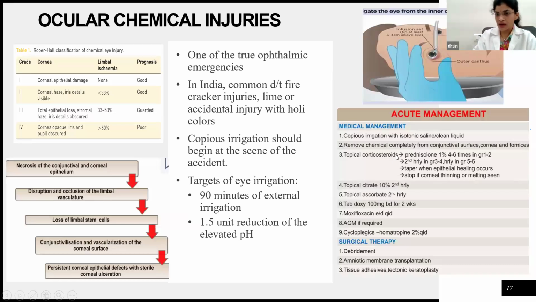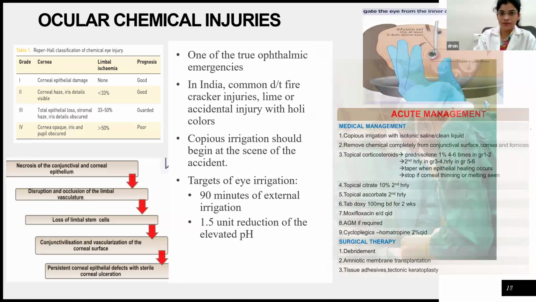And then topical steroids are given, followed by topical citrate, topical ascorbate, and then tablet doxycycline is usually given for 2 weeks, and moxycycline eye drops QID. And other symptomatic management should be done. And surgical therapy like debridement, amniotic membrane transplantation, tissue adhesives and tectonic keratoplasty are advocated in chemical ocular injuries. And that is the reason why early ophthalmic referral should be considered in such cases.